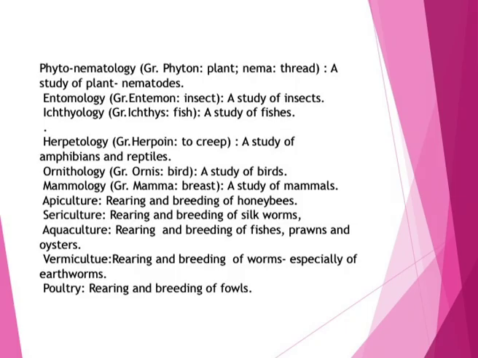Entomology. Entomon means insect. A study of insects is called entomology. Ichthyology. Ichthys means fish. So, a study of fishes is called ichthyology. Herpetology. Herpoin means to creep. So, the study of amphibians and reptiles that creep is called herpetology.